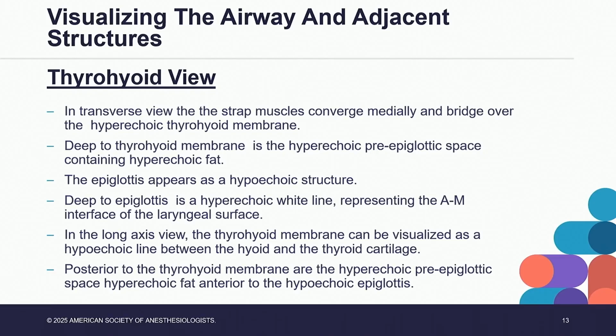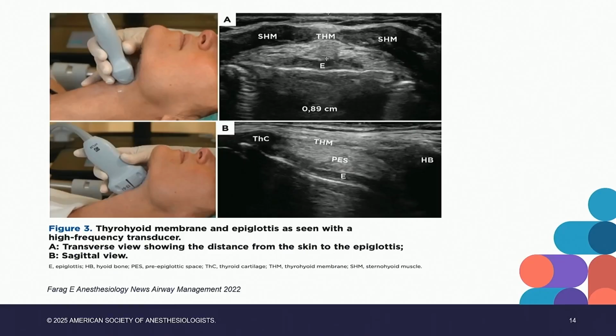In the long axis view, the thyrohyoid membrane also can be visualized as the hypoechoic line between the hyoid bone and the thyroid cartilage, and posterior to the thyrohyoid membrane, of course, we saw the hyperechoic periepiglottic fat. And here we go. We have here in the transverse view the strap muscle, sternocleidomastoid muscle. This is the thyrohyoid membrane. Here the epiglottis, and here the epiglottic space.